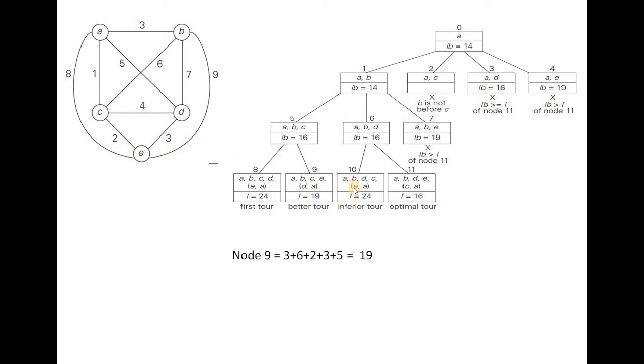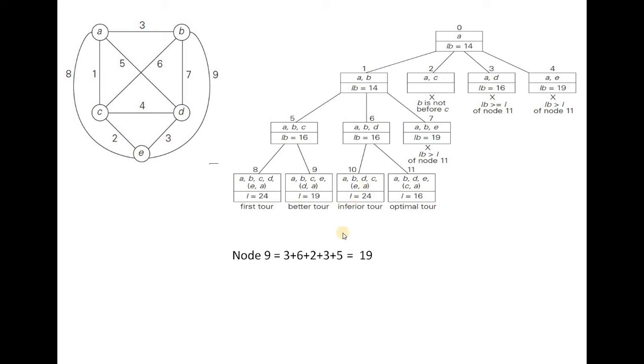For node number 10, A to B, B to D, this path is fixed in the previous level. The next 2 possibilities available are C and then E. Those 2 are written here. And the total route is A to B, B to D, D to C. After C, only one node is left out. That is written in the bracket. And then E back to A.